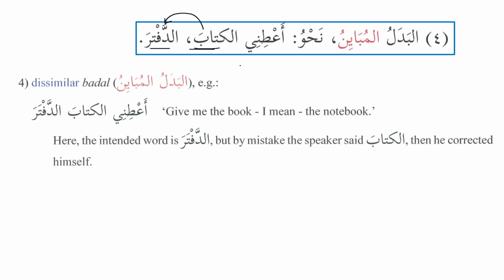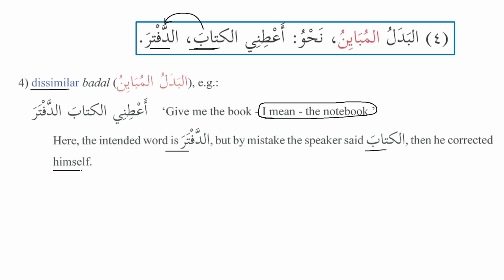So also, what do we call it? Badalul ghalat. So dissimilar badal, or the wrong substitution. Give me the book, I mean the notebook. So I meant the notebook, and I didn't mean the book itself. So here the intended word is ad-daftaru, but by mistake the speaker said al-kitaba, and then he corrected himself. So when we say something by mistake and then correct it, it becomes al-badal al-mubayyan or al-badal al-ghalat.